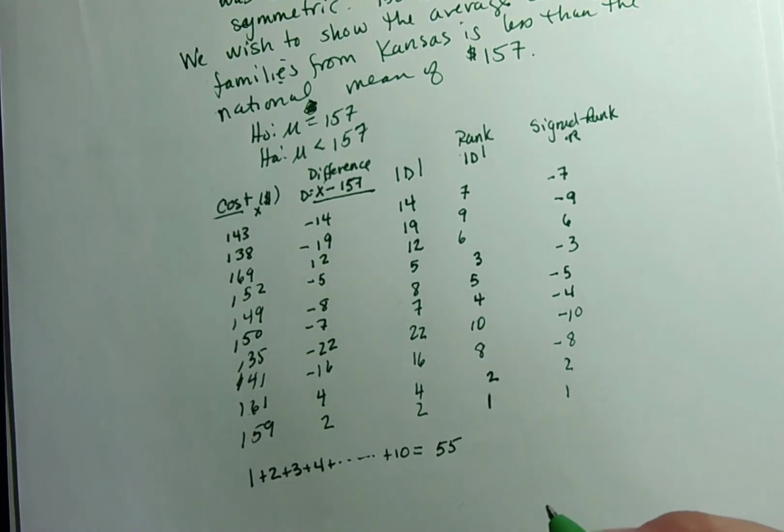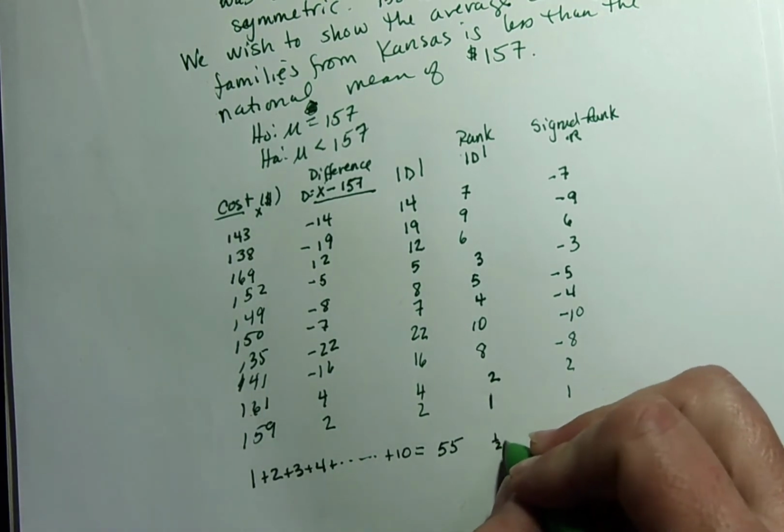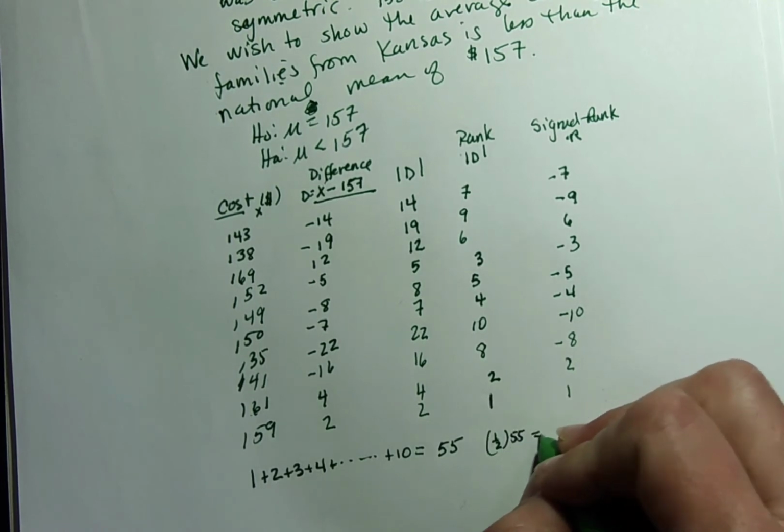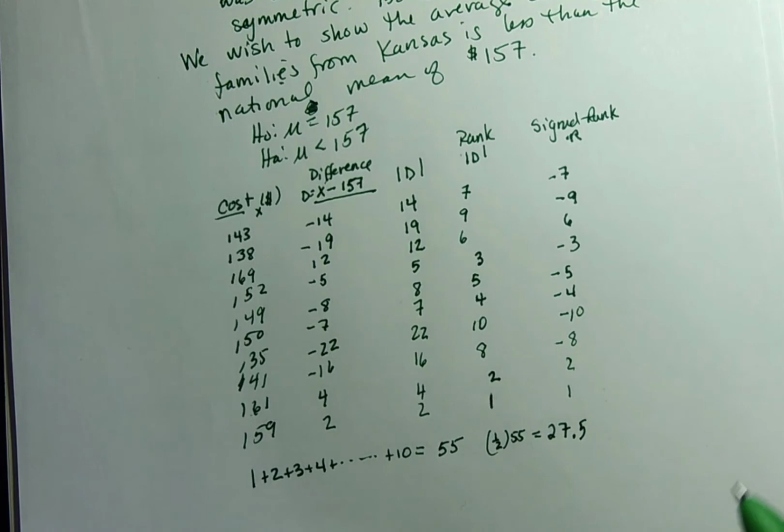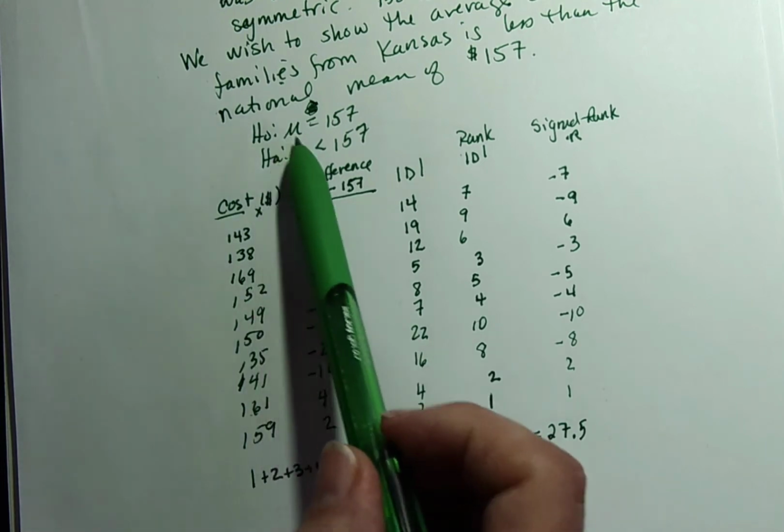And I would expect that half would be positive, half would be negative. So half of 55 would equal 27.5. So I should look at my positive rankings, and hopefully they would get me 27.5, and the negative rankings, if I took their absolute values and added them, 27.5. If the sum of the positive ranks is too much smaller than this, then that's not good evidence, or, to say it again, it would probably be good evidence against the null.